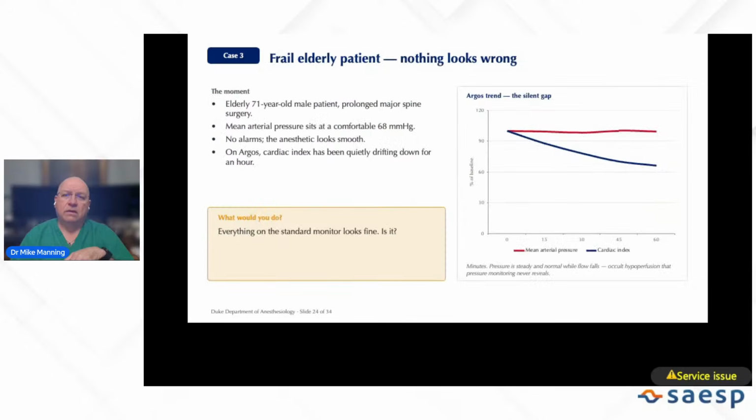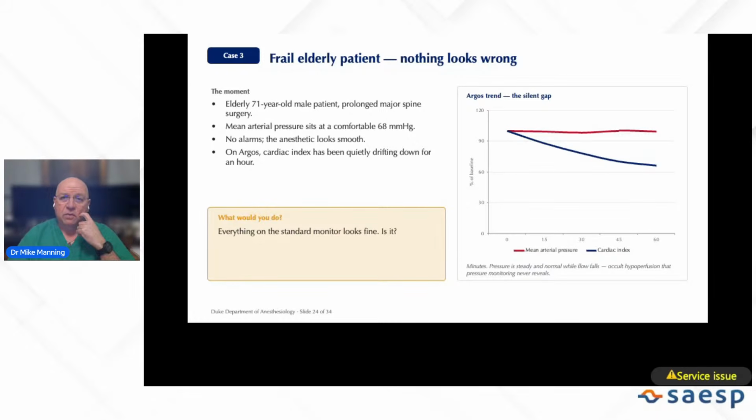Now, the third case, to exemplify some of these physiologic principles. We had an elderly patient, 71 years old, for prolonged major spine surgery with a multi-level. The mean arterial pressure was sitting at a comfortable 68. No alarms, the anesthetic looked smooth, but on the Argos, when you started looking at the trends, the cardiac index had quietly been drifting down for about an hour. Everything else looked fine, it's just this was slowly drifting off.